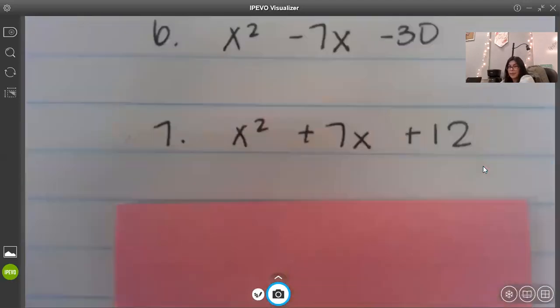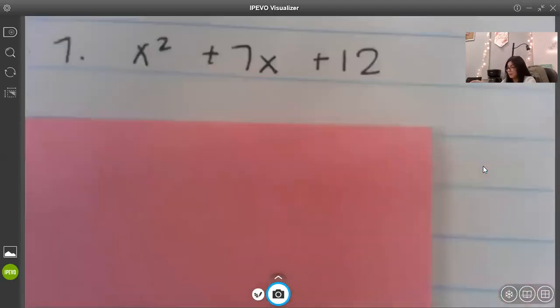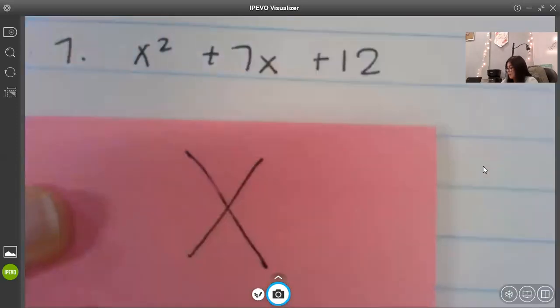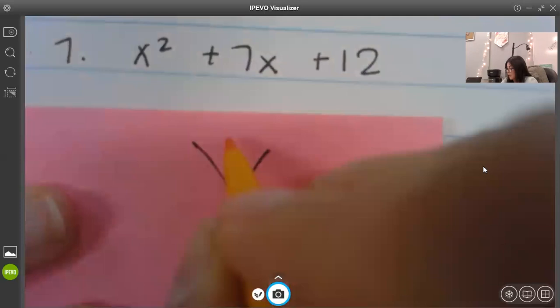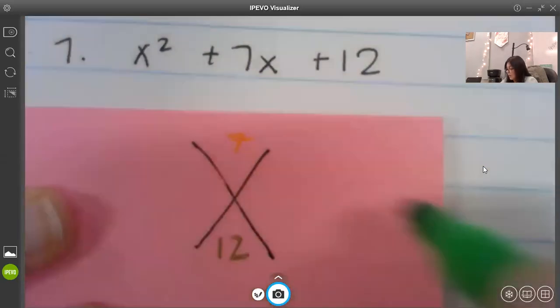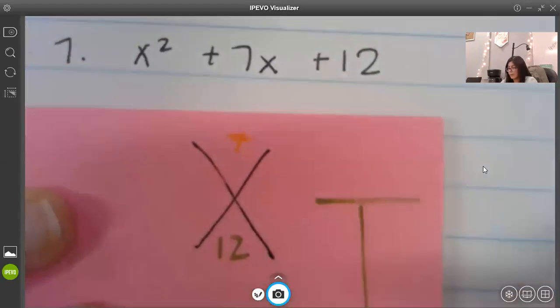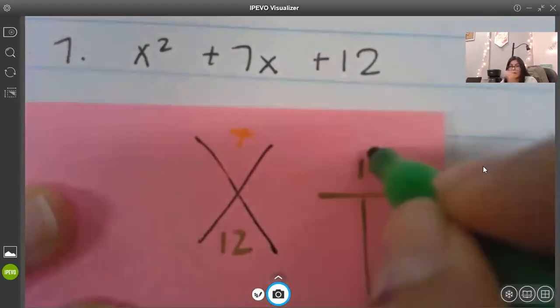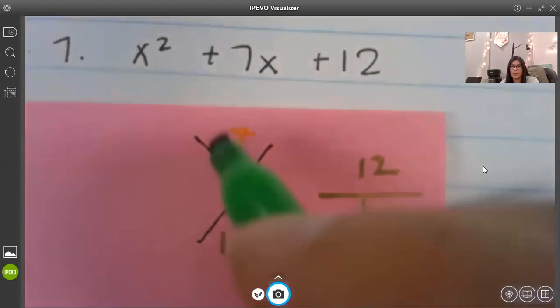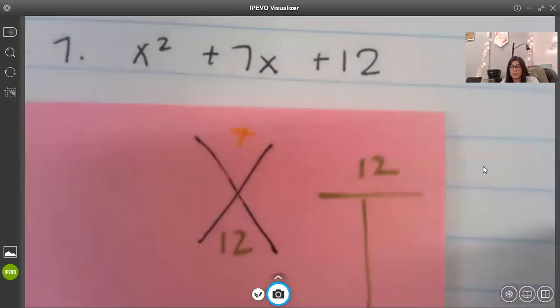Number 7, draw your big X. What goes at the top of your big X? What goes at the bottom? Now make a list of factors for 12. All the numbers that, when you multiply, give you 12. Now pause it and see which ones, when you add them, equal 7. Now, what's your answer for number 7?